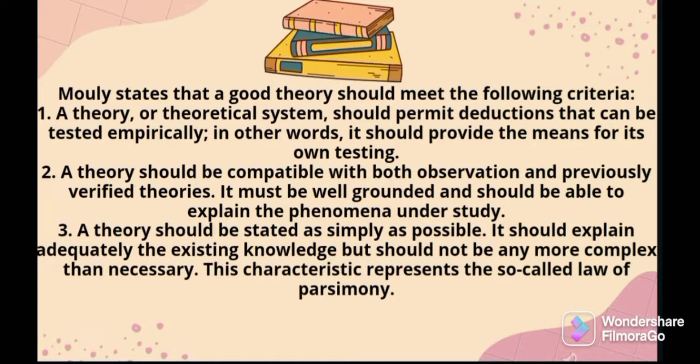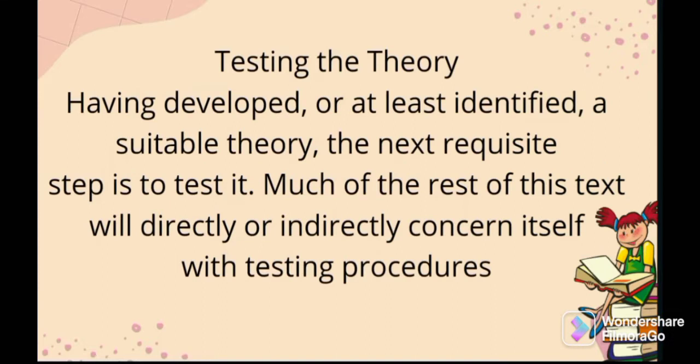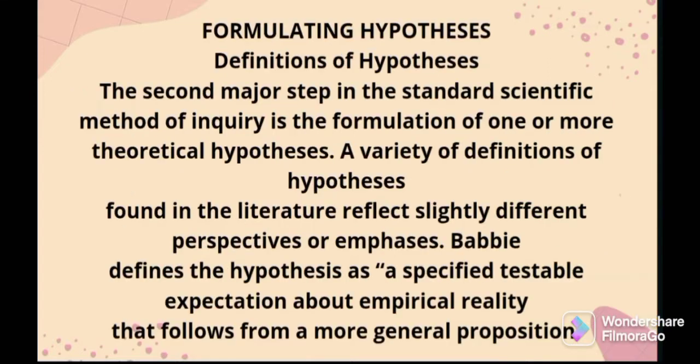Number three, a theory should be stated as simply as possible. It should explain adequately the existing knowledge but should not be any more complex than necessary. This characteristic represents the so-called law of parsimony. In testing the theory, having developed or at least identified a suitable theory, the next requisite step is to test it. Much of the rest of this text will directly or indirectly concern itself with the testing procedures.